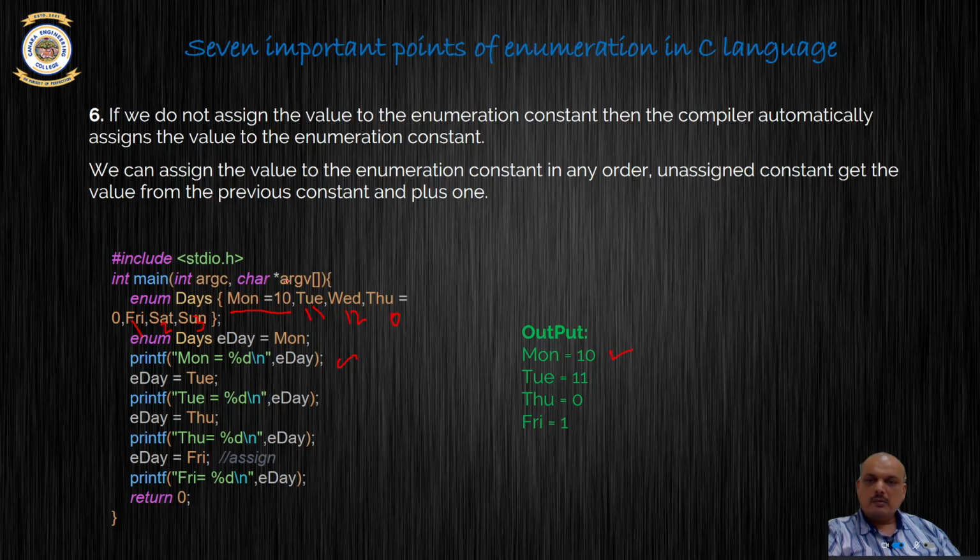Then the enumerator instance EDA is assigned to Tuesday, so you print out what is there in Tuesday. Tuesday is assigned 11, so you get 11 as the output. Next you assign EDA to be Thursday. Thursday was forced to be 0, so 0 gets printed out. Next EDA is assigned to Friday, and Friday gets 1 plus what is there in Thursday, so that was 1, so 1 gets printed out. Okay, so this is the 6th rule of enumerator that you need to take into consideration when you are using this particular data type in C.